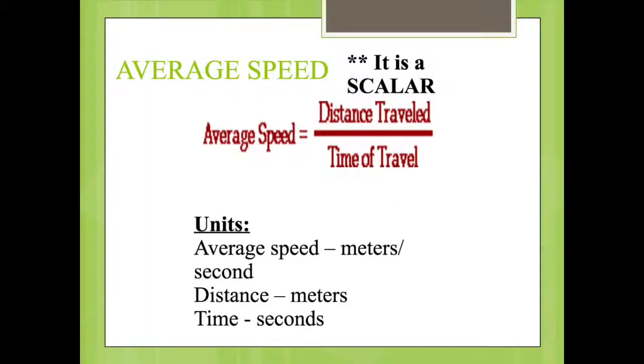The equation for average speed is quite simple. It's just the distance traveled by the object divided by the time of travel. Since distance is measured in meters and time of travel is measured in seconds, the units would just be meters per second. So that's for average speed.